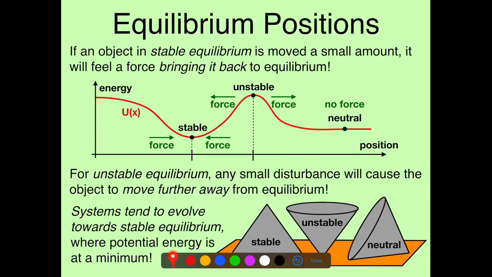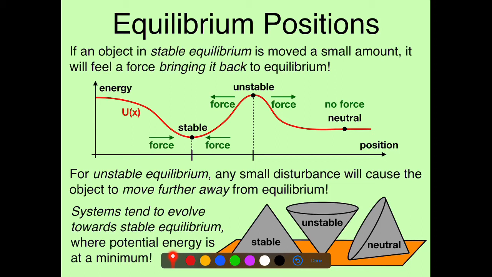Okay, so let's take a closer look at equilibrium positions and talk a little bit more about the difference between stable, unstable, and neutral equilibrium. So we'll start with stable. When you have a stable equilibrium point, that's when you have a minimum in your potential energy function. The reason we call this a stable equilibrium is that if I move the object a slight amount away from stable equilibrium, it's going to be feeling a force that brings it right back.